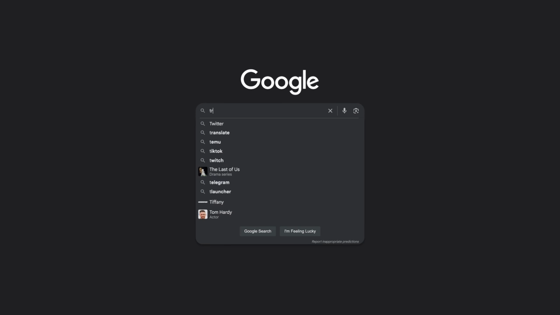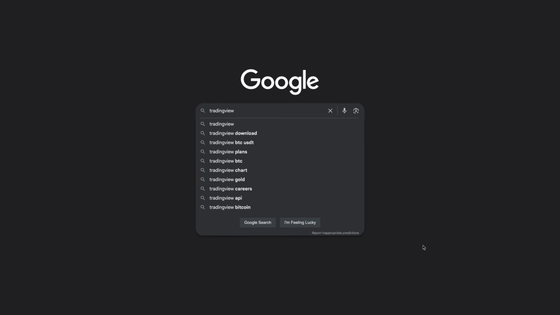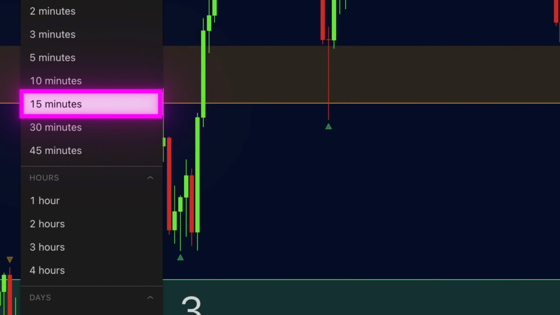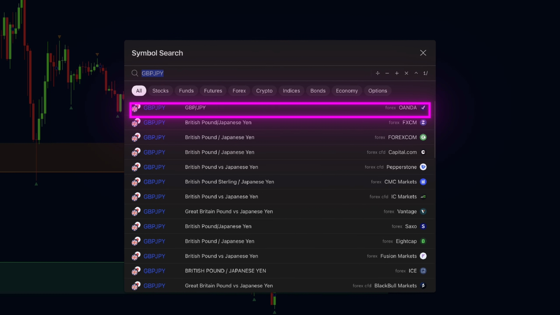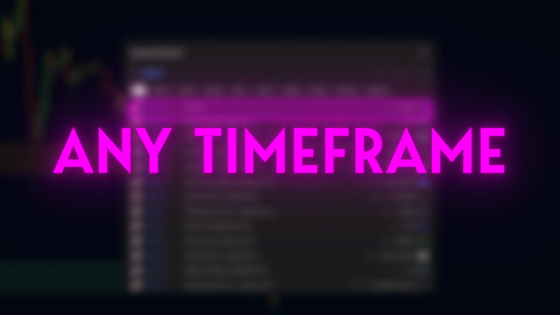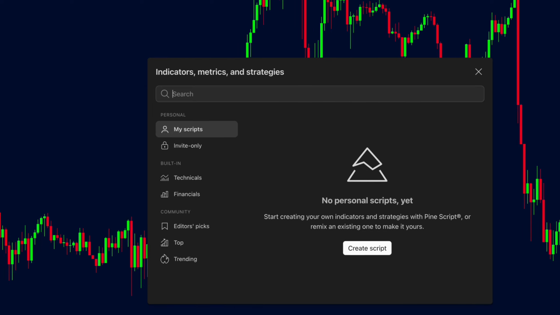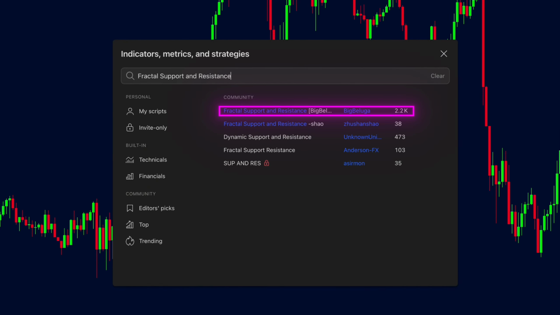To add this powerful indicator to your chart, first, head over to TradingView and pull up any chart you want. I'm using the 15-minute time frame on GBPJPY, but this works on any market, any time frame. Click on Indicators and type in Fractal Support and Resistance. Make sure you select the one by Big Beluga.